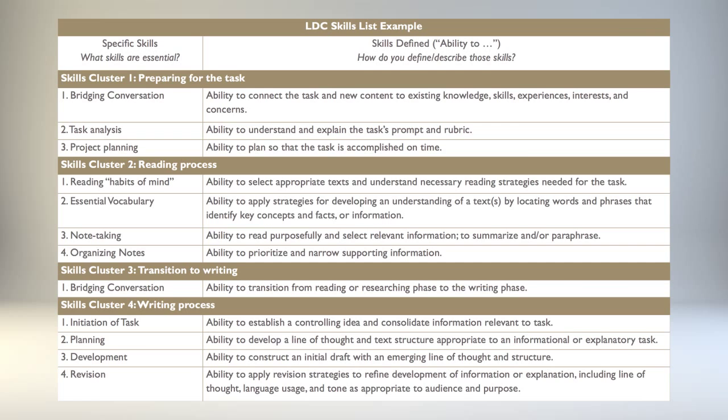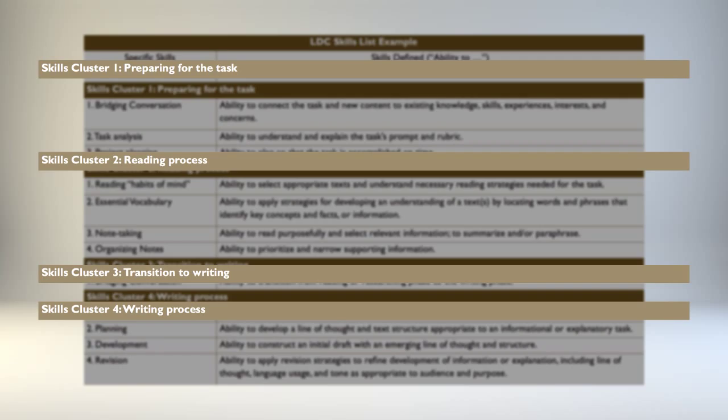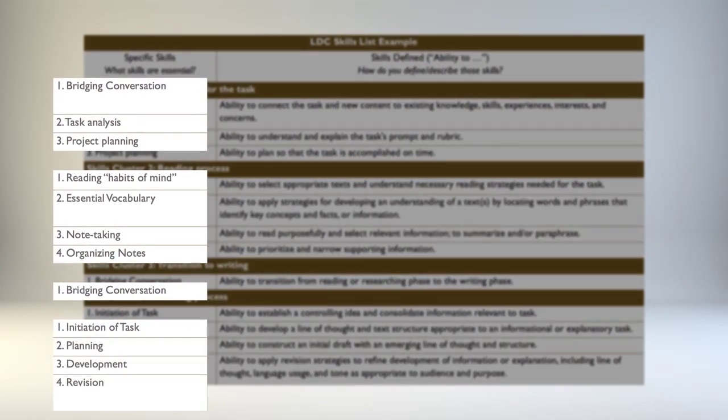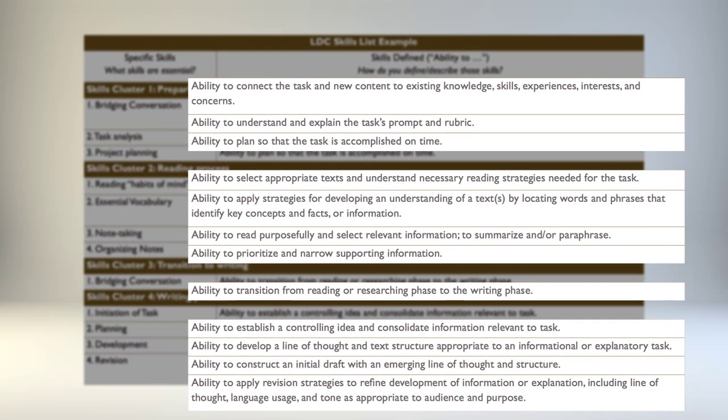Every skills list has the same 3 components: skills clusters to show the grouping of the skills that make sense for how the teacher will teach them, the skill name which identifies the reading and writing skills students must acquire to succeed on the teaching task, and the skill definition, starting with the ability to, so the meaning of each skill a student must have is clear.